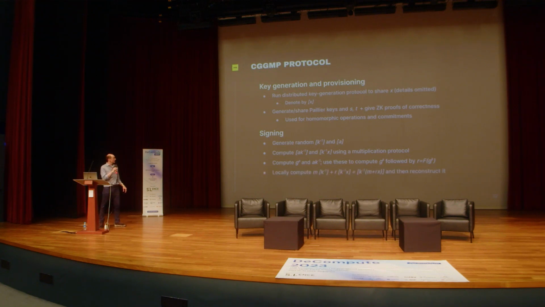And then they can locally compute m times k inverse plus r times k inverse x, right? Because they already have sharings of k inverse and k inverse x. And that's basically a sharing of a proper ECDSA signature. And then they can reconstruct that value to obtain the signature itself.